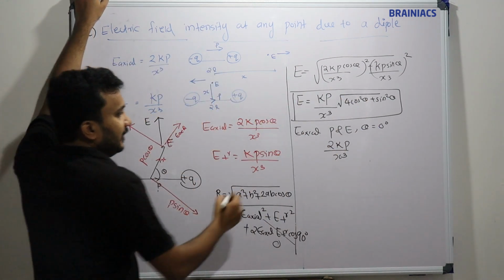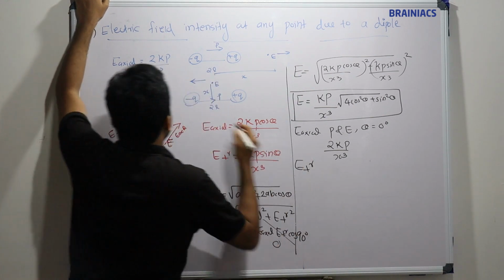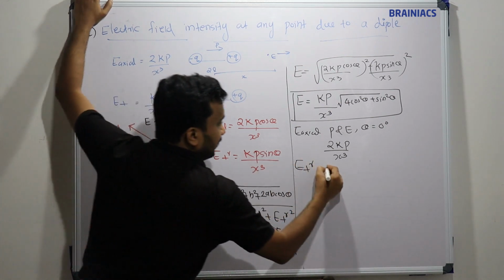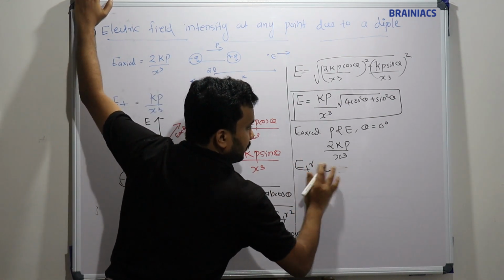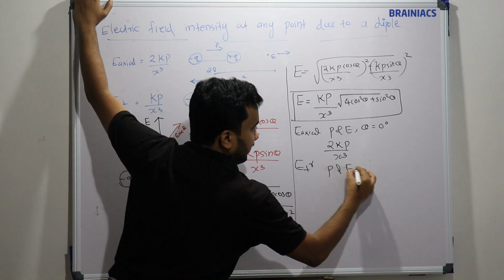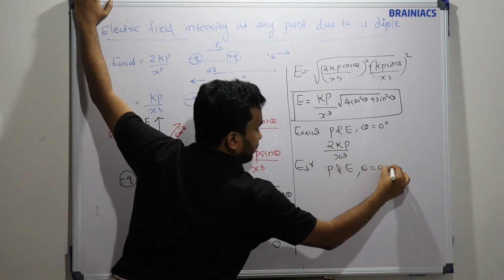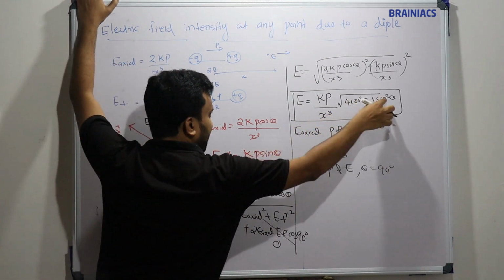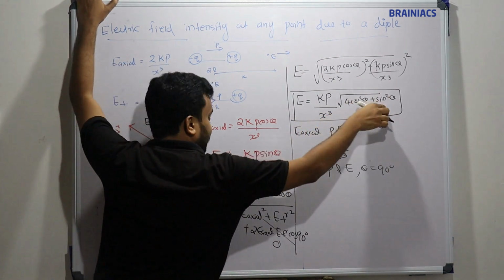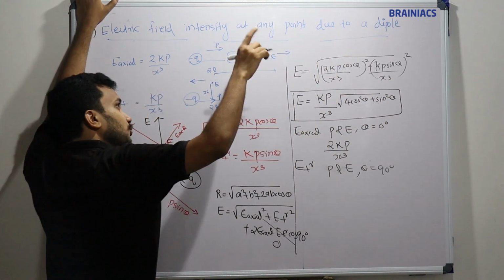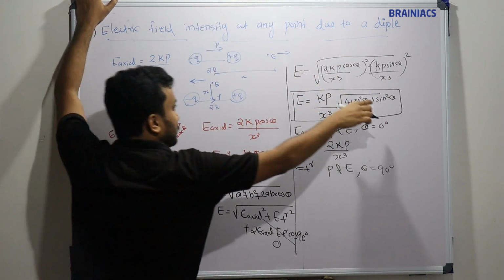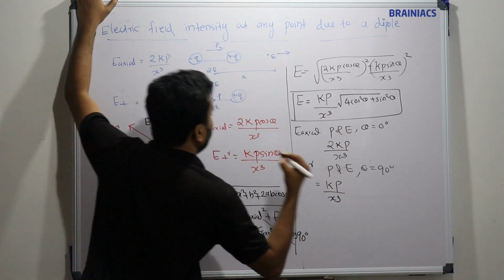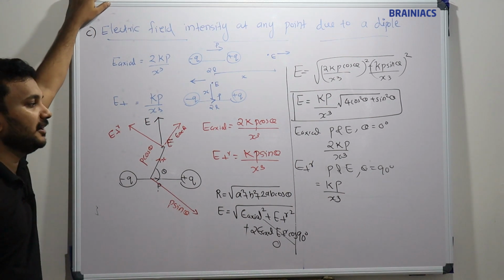In the case of a perpendicular bisector, theta is equal to 90 degrees, the angle between P and E. If you substitute 90, cos 90 is 0, so this term will go out. Sin 90 is 1, so sin square 90 means 1 square, so it is 1. So what will we get? We will get Kp divided by x cube.